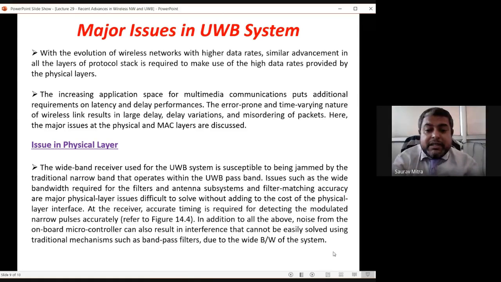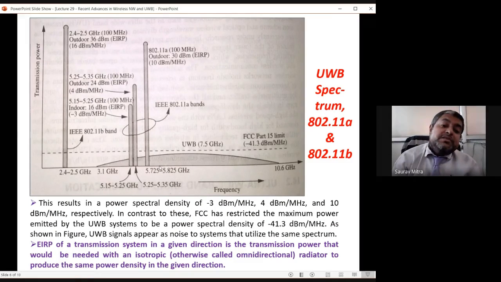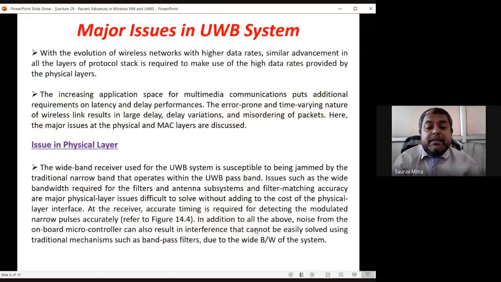In addition to all the above, the noise from the onboard microcontroller can also result in interference that cannot be easily solved using traditional mechanisms such as a bandpass filter, due to the wide bandwidth of the system. What we find is that the amplitude of the ultra wideband signal is very small. Noise, if created here, will also be in this frequency range, and the noise frequency and ultra wideband frequency will get mixed. That means the ultra wideband frequency and the noise frequency cannot be separated.